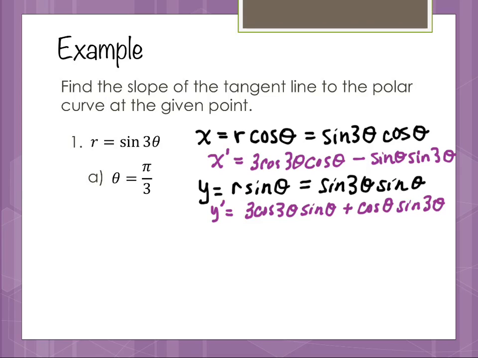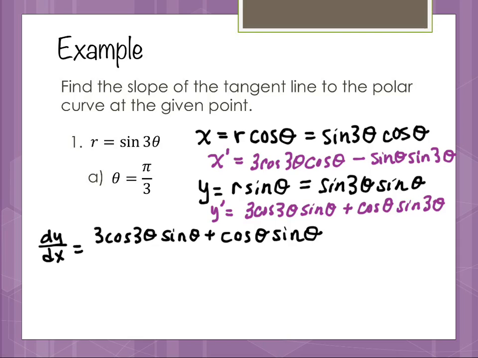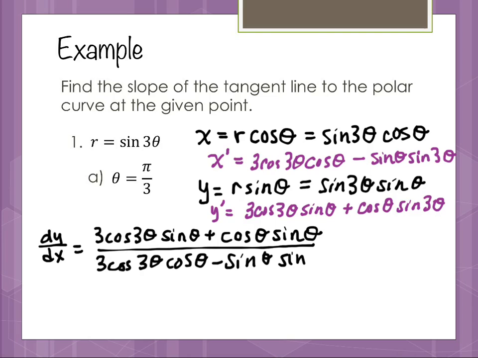Alrighty, so we have y prime, we have x prime, and we're supposed to be finding, with respect to theta, of course, dy/dx. Again, we'll evaluate this at the particular value of theta in a little while, but let's just put this into the correct form. So we're going to write 3 cosine 3 theta sine theta plus cosine theta sine theta, that's the y prime, over 3 cosine 3 theta cosine theta minus sine theta sine 3 theta.